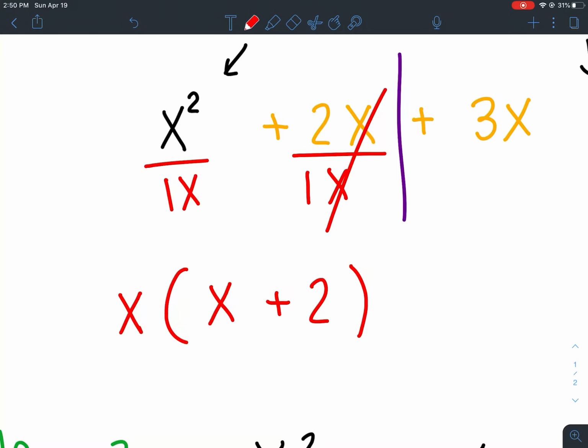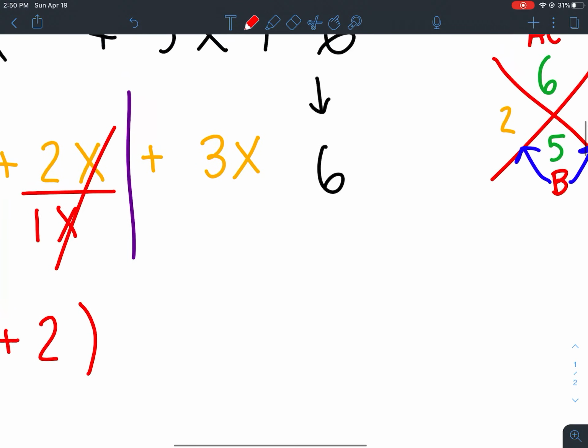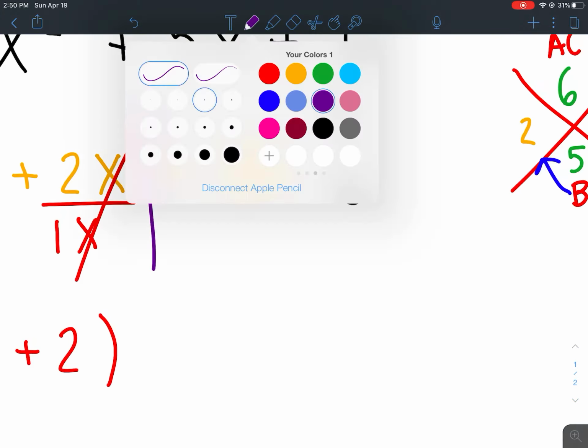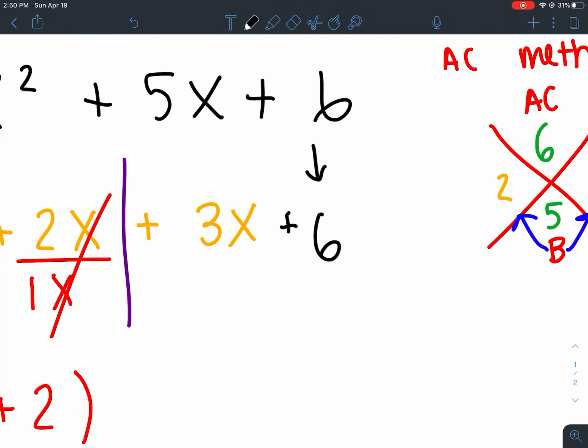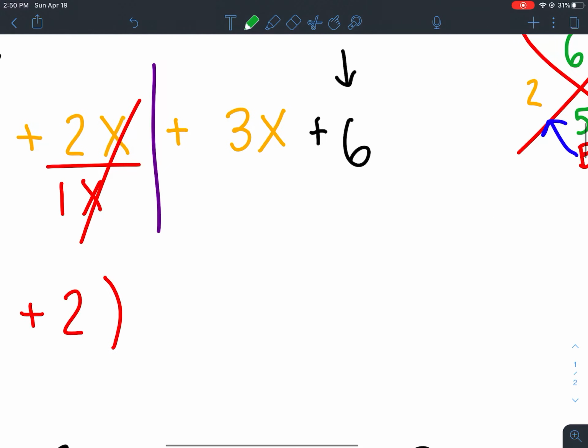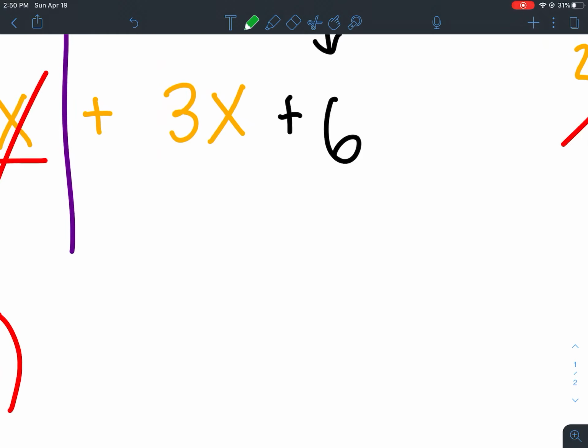So I've done a GCF with just the first group. Now I'm going to move on to the second group. And I forgot the plus sign on the 6. That's awkward. Go ahead and put a plus 6 there. Okay. Now, I'm going to do the GCF for these next two terms.